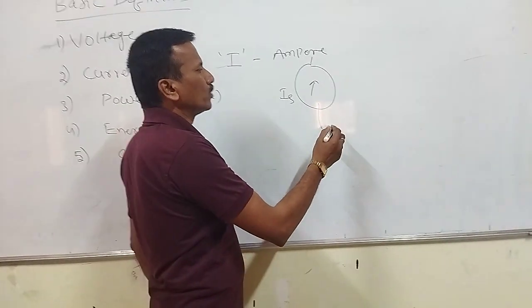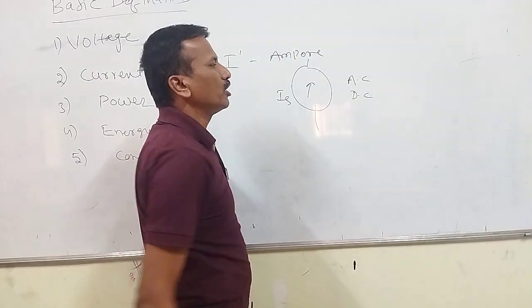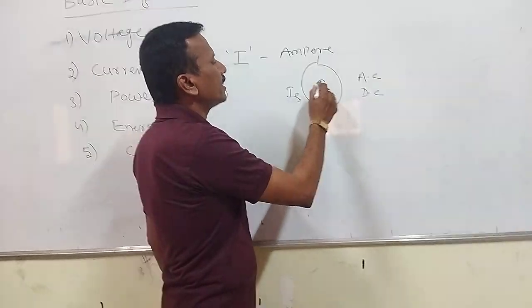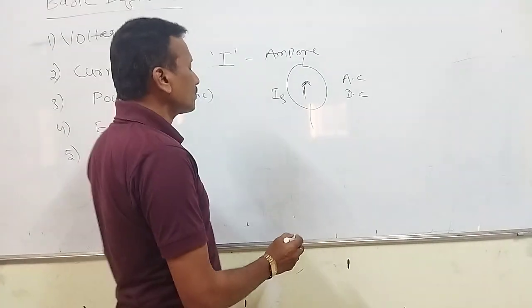Current sources are of two types, that is AC current source and as well as the DC current source, same like your voltage source. But symbolically here an arrow mark indicates the current path, right?